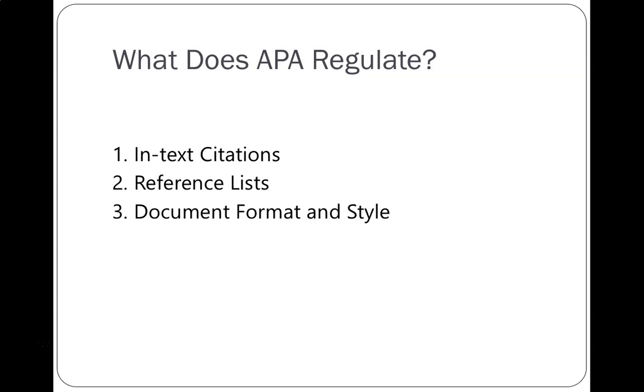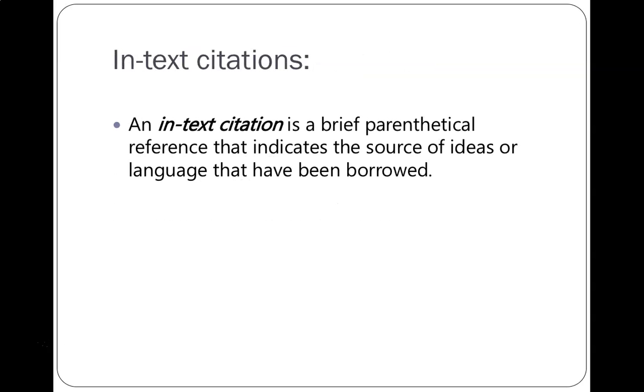So what does APA actually regulate? Three things. One is the in-text citations, two, reference lists, and three, document format and style. We'll talk about each of these as we go.